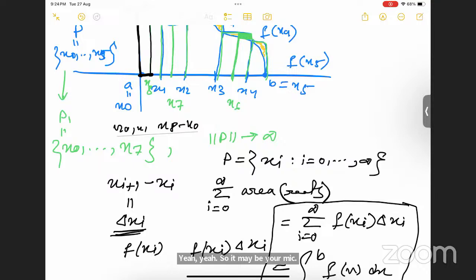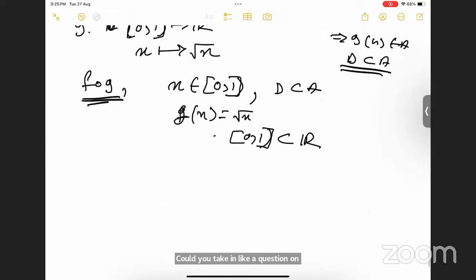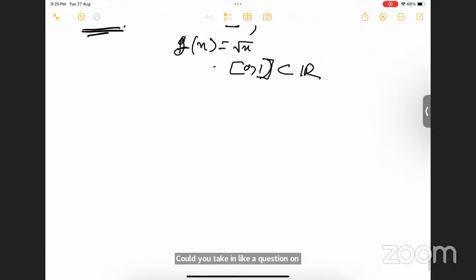Ma'am, could you take a question on this Riemann integral? Sure. If you have a doubt with any question, you post it, except in the mock discussion session, because you will have some mock discussion session.